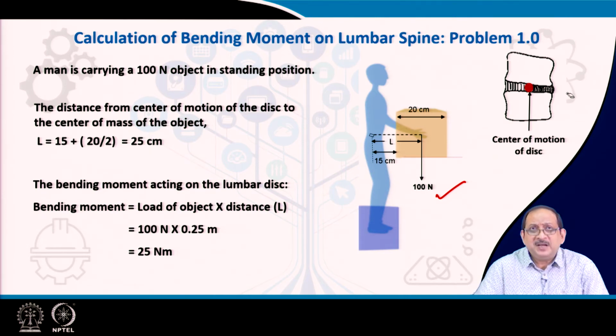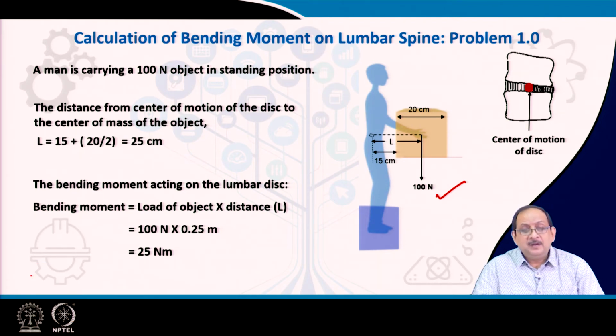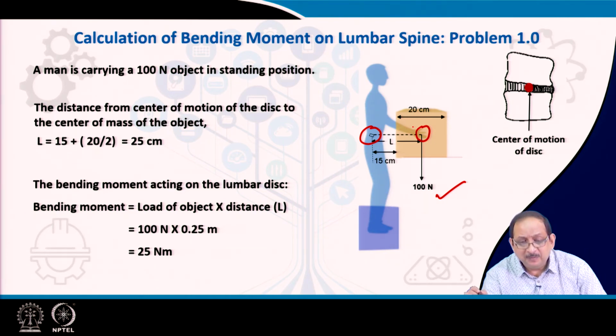The distance from the center of motion of the disc, which is indicated here, to the center of mass of the object can be calculated as 25 centimeter as indicated in the figure. The center of motion of the disc in a functional spinal unit is indicated here.